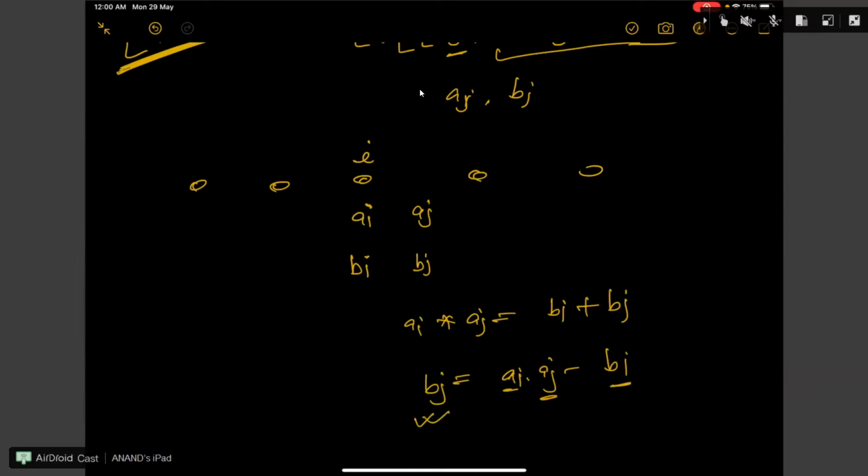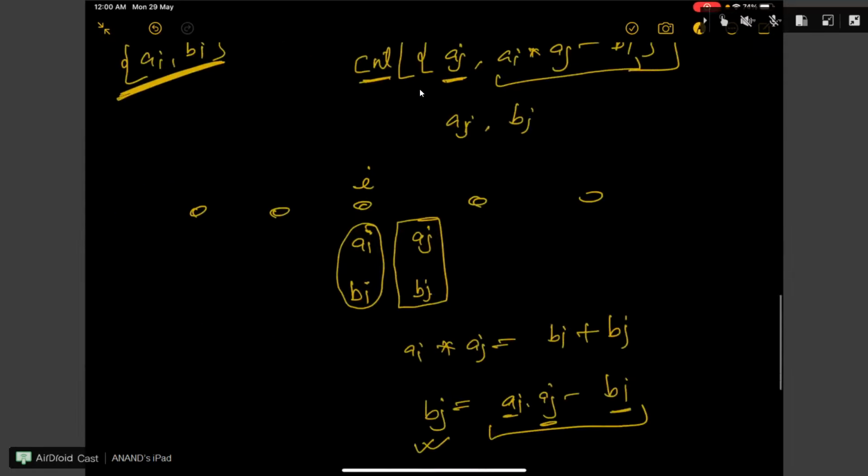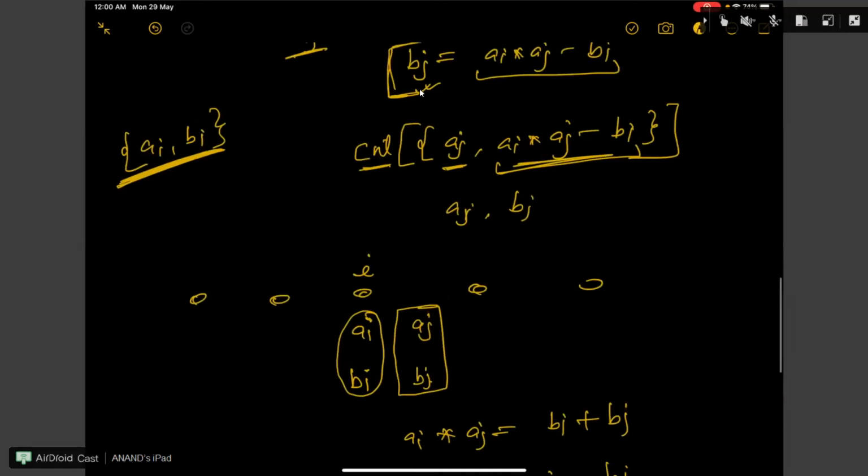So now corresponding to this AI BI, what is the total count of AJ BJ? That's why we are adding this count of AJ and BJ, which is given by this formula. So you add this to your answer.